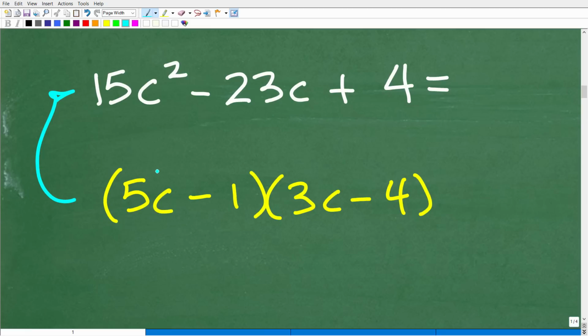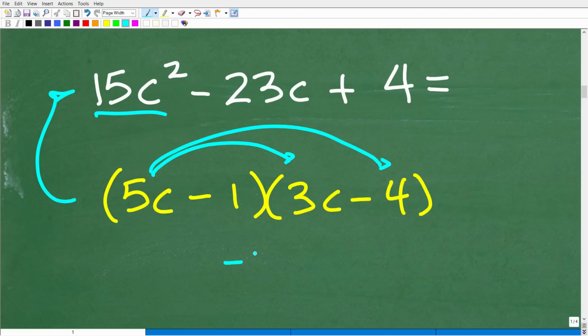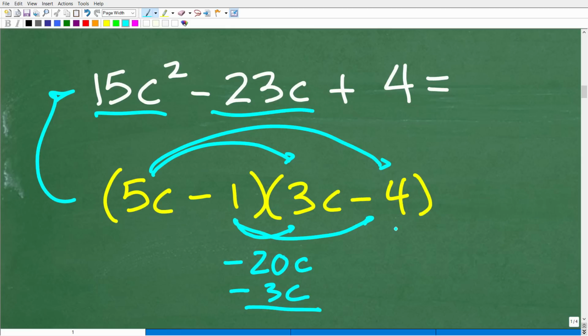So we can use the FOIL method. 5c times 3c is what? That's 15c squared. And then 5c times negative 4 is negative 20c. And then negative 1 times 3c is negative 3c. So when we add these terms together, we get back to negative 23c. And then negative 1 times negative 4 is a positive 4.